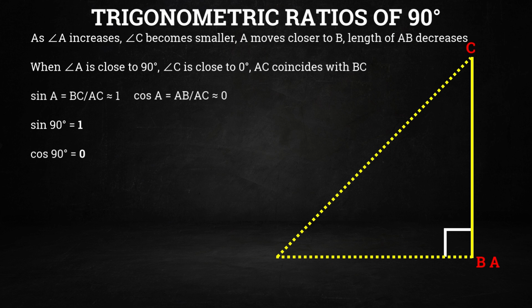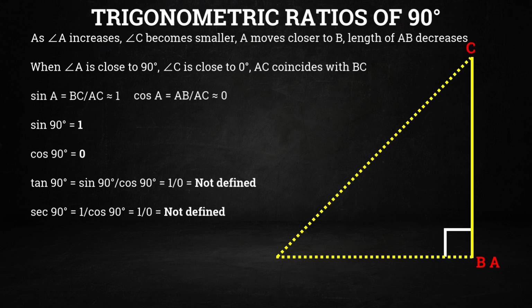Now using these, we find the other ratios. Tan 90 degrees, which is sine 90 degrees by cos 90 degrees, is not defined. Sec 90 degrees, which is 1 by cos 90 degrees, is not defined. Cot 90 degrees, which is 1 by tan 90 degrees, equals 0. Cosec 90 degrees, which is 1 by sine 90 degrees, equals 1.